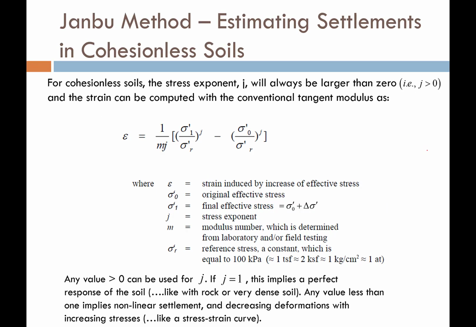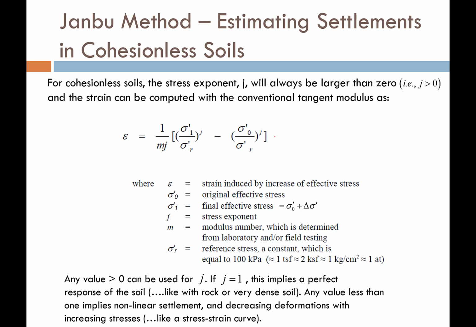Okay, so first things first, let's talk about applying the Janbu method to cohesionless soils. The whole name of the game with the Janbu method is we want to calculate a strain. If I know the strain of the soil, I can say that settlement just equals strain times the thickness of that sublayer. So I need to come up with a strain for each sublayer in my soil. Here's how we're going to do it. This equation is the governing equation for cohesionless soil.